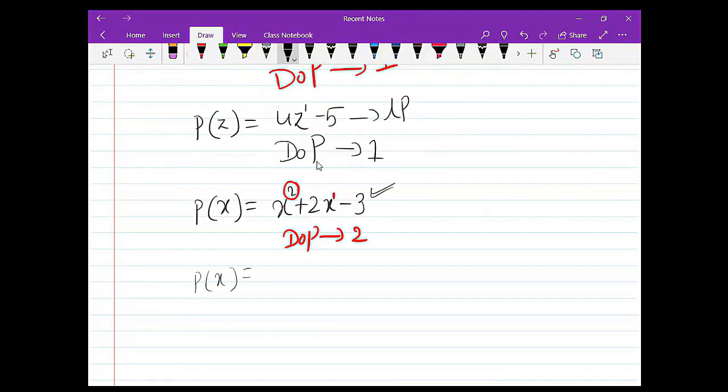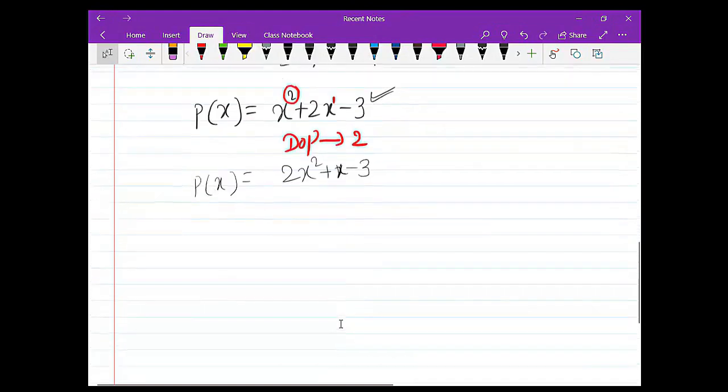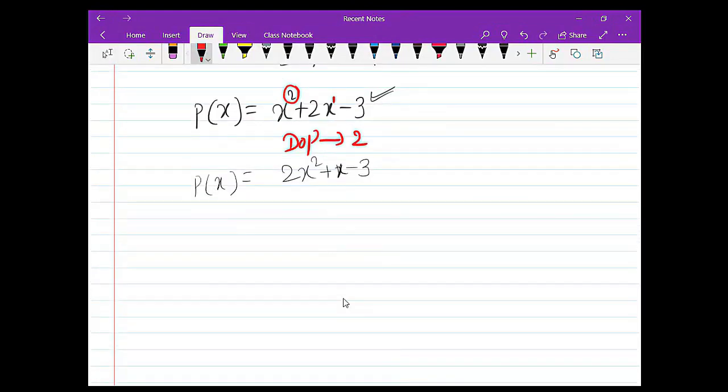P of x equal to 2x square plus x minus 3 is the polynomial. So now tell what is the degree of this polynomial. The highest power is 2 here, so the degree of this polynomial is again 2.